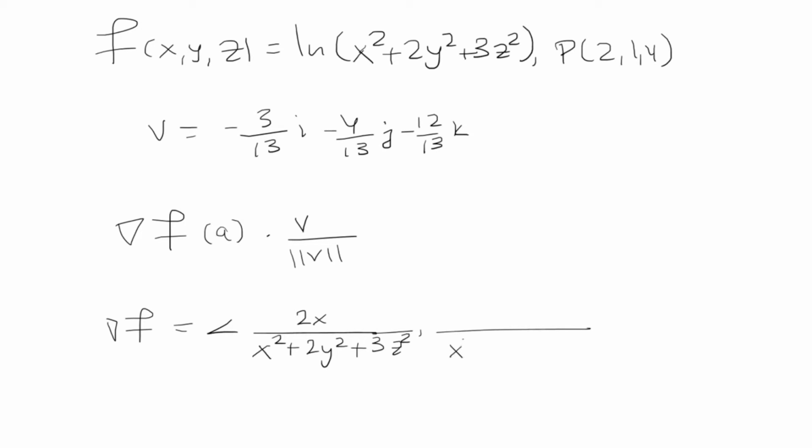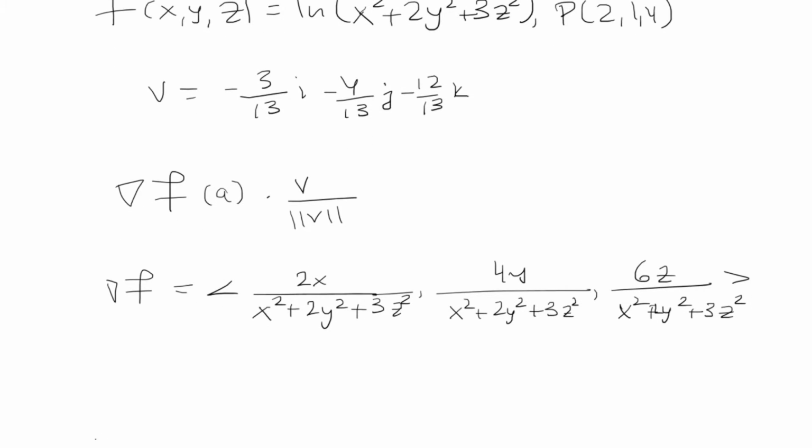Now when we take the partial derivative with respect to y, we're still going to have the denominator as what's inside the parentheses. And then take the derivative with respect to y, so that's going to be 4y. And same thing with z. Same denominator. And then take the derivative of the inside with respect to z. That's going to be 6z. Now we want to plug in the point 2, 1, 4 in here. And when we do that, we have 2 over 27, 2 over 27, and 4 over 9.